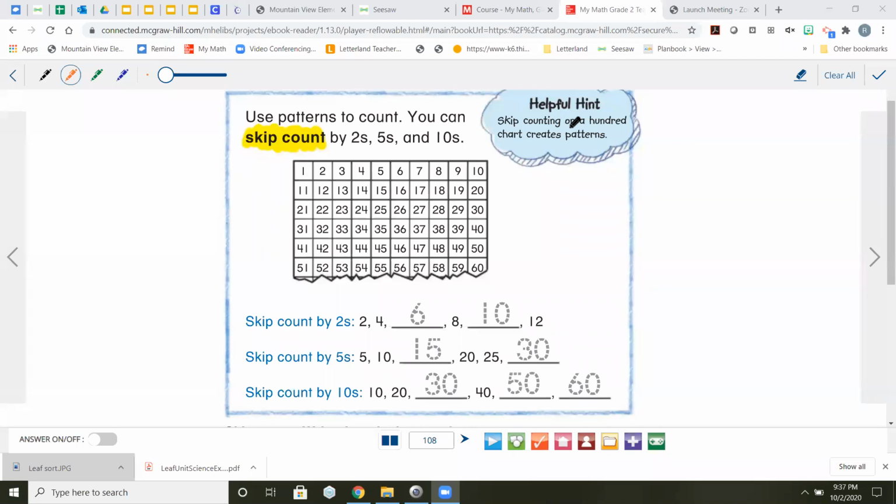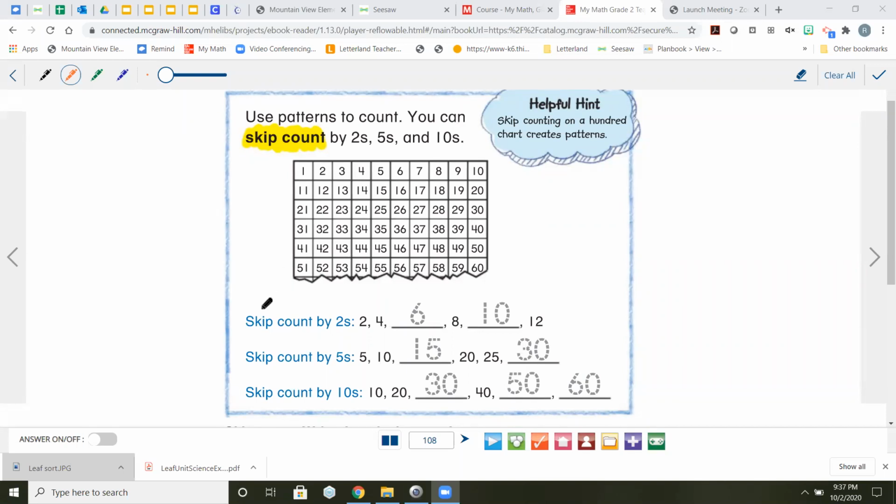And one thing that you could do to help you with that and see those patterns is you could get hundreds boards and print them out from the computer. You can go online and find them and print them out if you're able to do that, and color in. Do one where you color in everything you would say when you count by 2s with one color. Then choose a second color and do all of them you would say when you skip count by 5s, and then a third color and all of them you'd say when you count by 10s, and see if you can see the patterns on it.